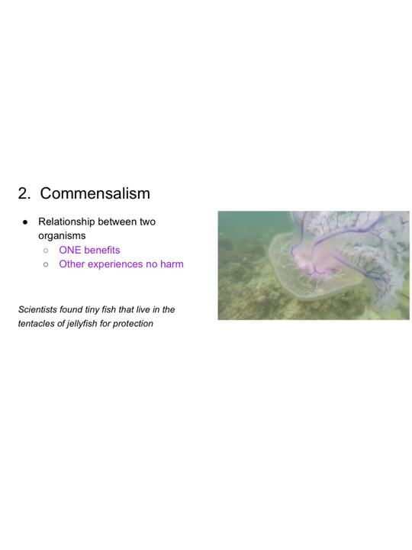Our second type of symbiotic relationship is commensalism. Commensalism is looking at the relationship between two organisms, but in this case, only one of the organisms actually benefits from this. Only one of the organisms gets something good. The other just experiences no harm. So really the other one isn't getting hurt, but it's also not getting anything good.